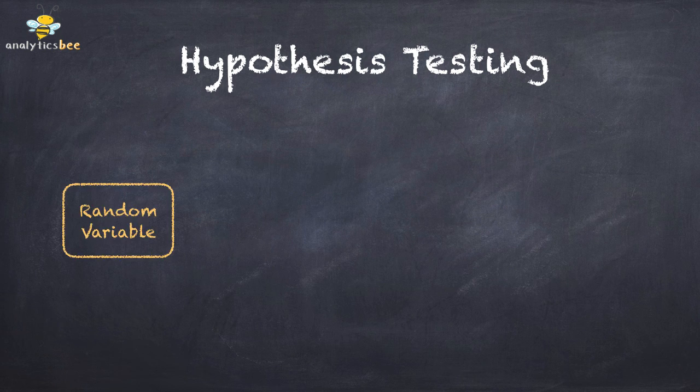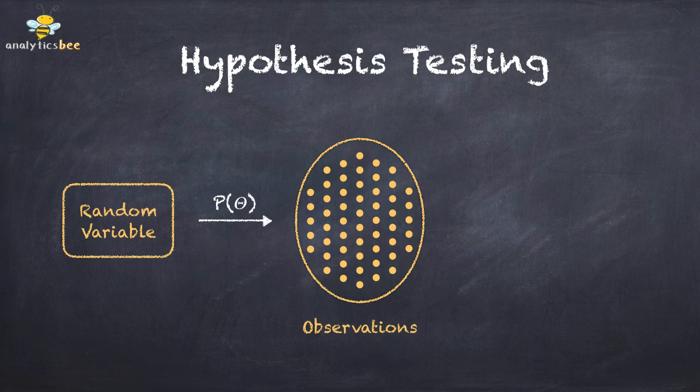Suppose we have a random variable that follows a distribution defined by parameter theta. Realizations from this random variable are collectively called observations. We can never know the true value of theta for sure, but we can formulate hypotheses about theta and use the observations to test them.